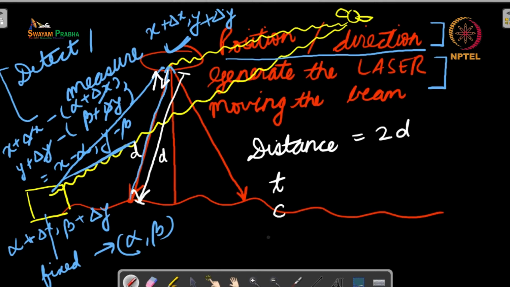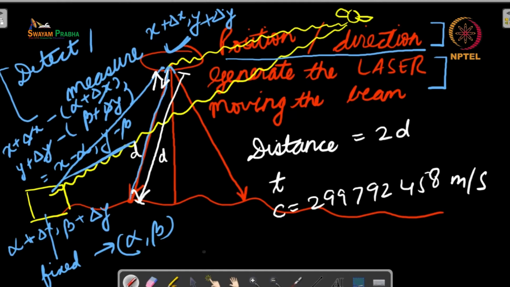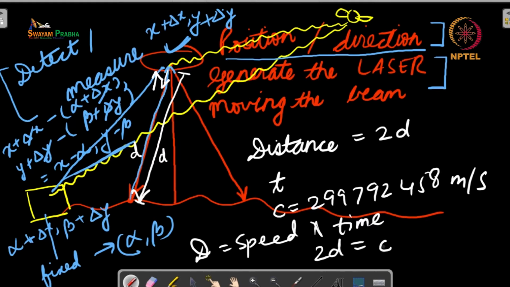Now we know the speed of light, which is given by c, is equal to 299,792,458 meters per second in vacuum, and in the case of air there is a slight reduction. Now if we know that, then because distance is equal to speed into time, we get 2d is equal to c into t, or dividing both sides by 2 we get d is equal to c into t by 2.